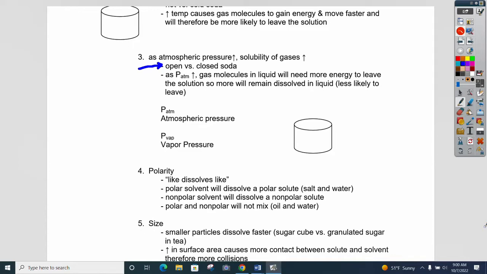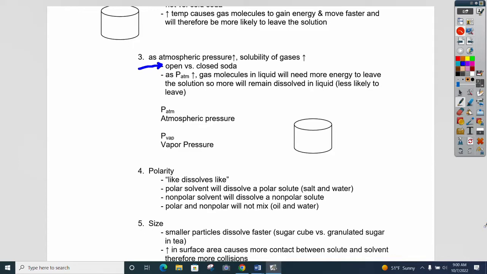Now, open the lid. The first thing you notice is you hear a hissing sound. The bottle also doesn't feel as tight. It's easier to squeeze the bottle. And as soon as you open that lid, you see gas molecules form in the soda, and they rise to the surface and they bubble out. They leave the liquid. Okay, what in the world is going on?